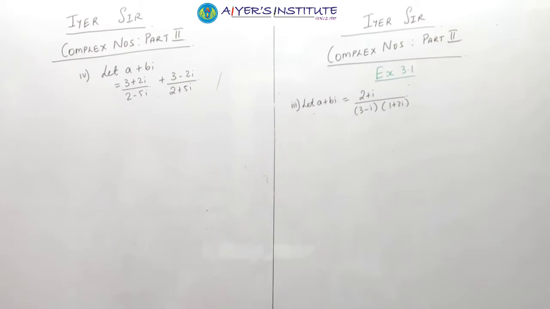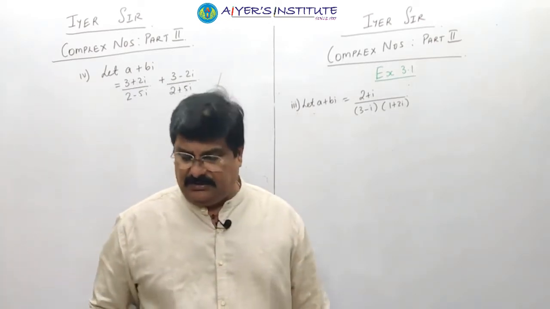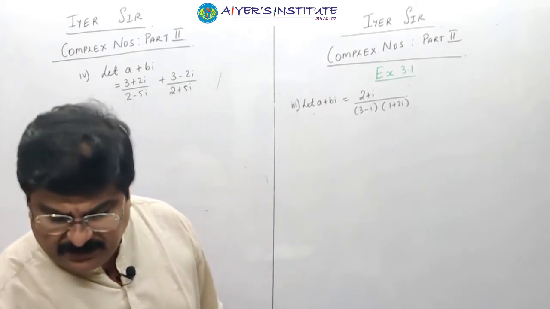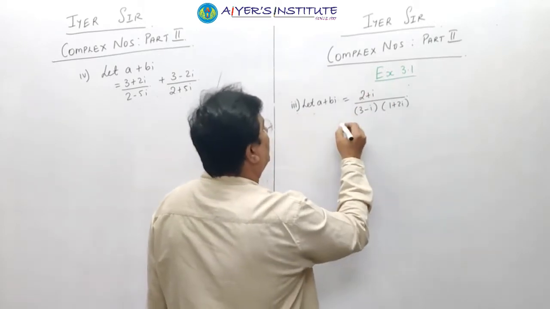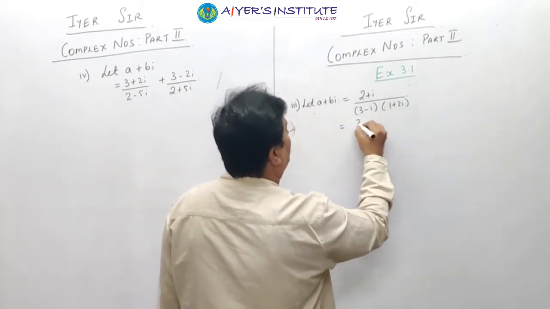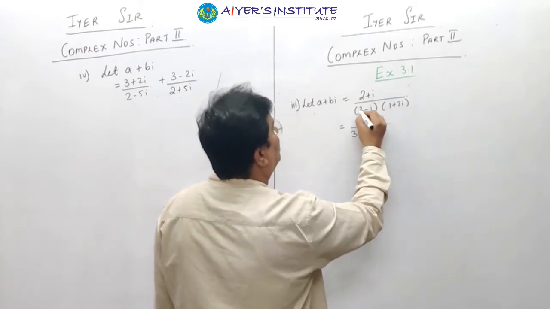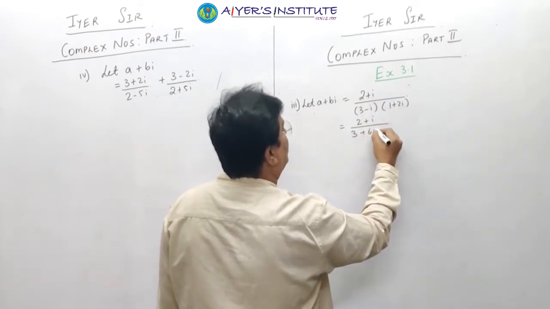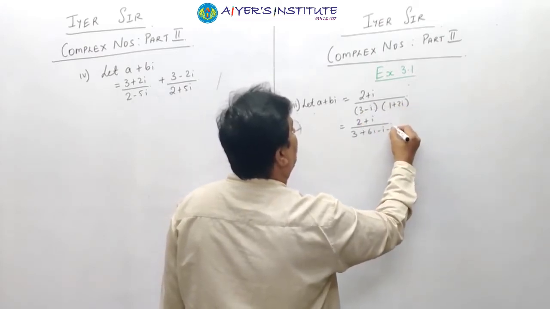Okay guys, let's continue further. Now the third or fourth sum of the second question of the first exercise, because this is the beginning part, I want you to understand the basics very clearly. First of all, we will expand the denominator. So 3 ones are 3, 3 twos are 6, minus 1 into i is minus i, minus 2i square.